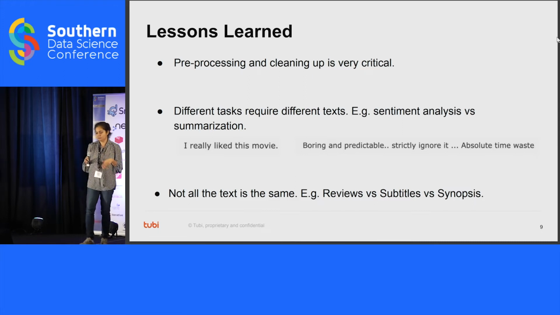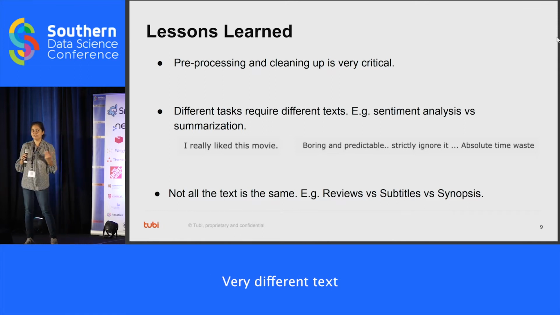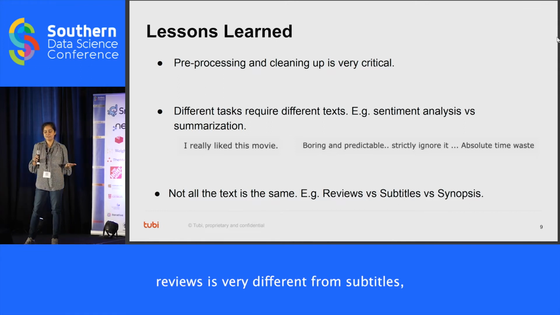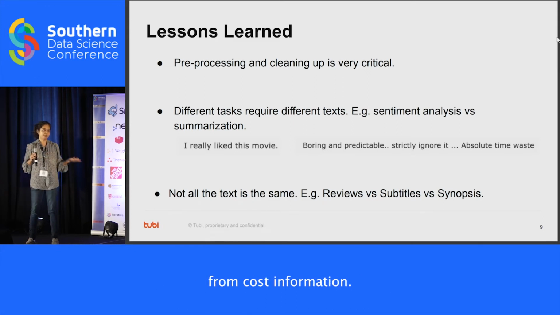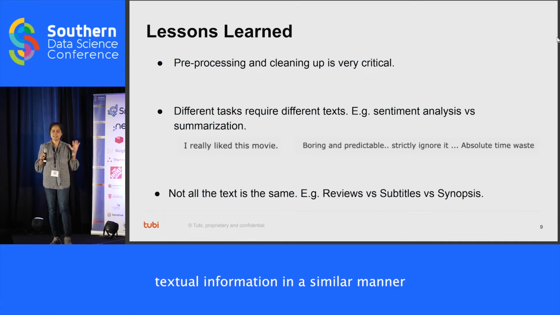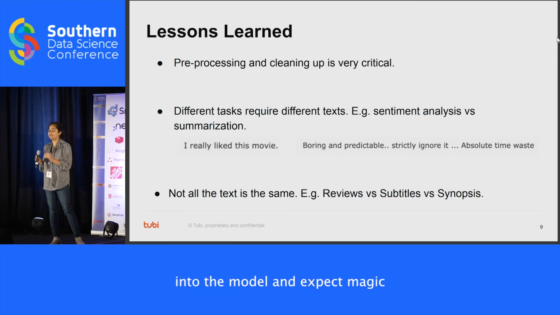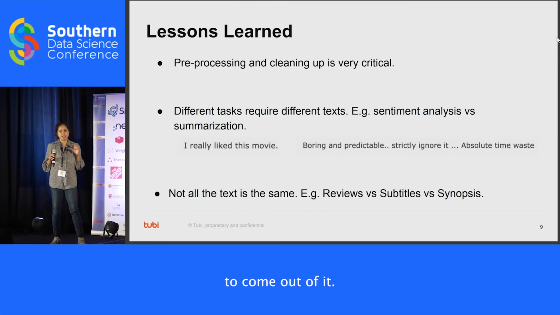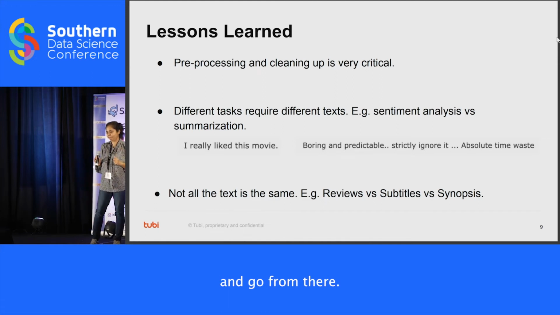And repeating the same point again, not all text is the same. Reviews are very different from subtitles, which are very different from synopsis, which is very different from cast information. So we cannot treat all of this textual information in a similar manner, and you cannot just throw all the information into the model and expect magic to come out of it. Depending upon the task, you should see what text is applicable and go from there.